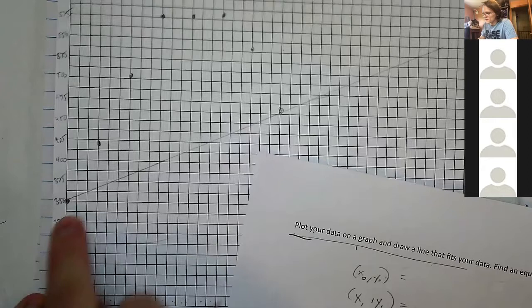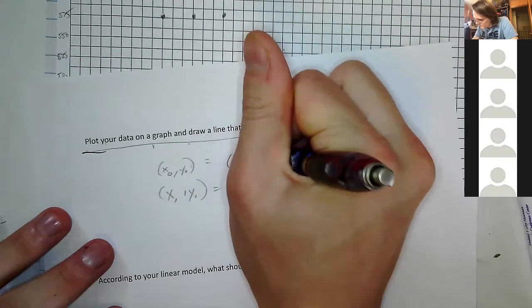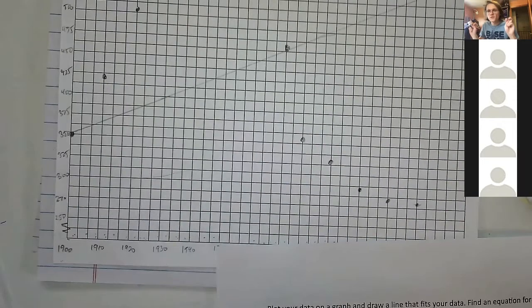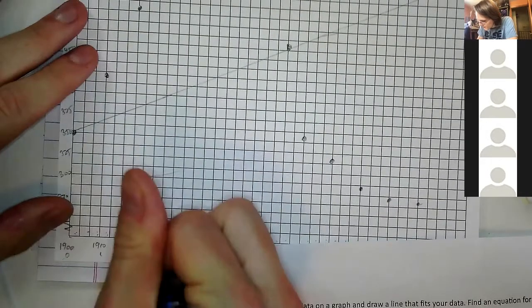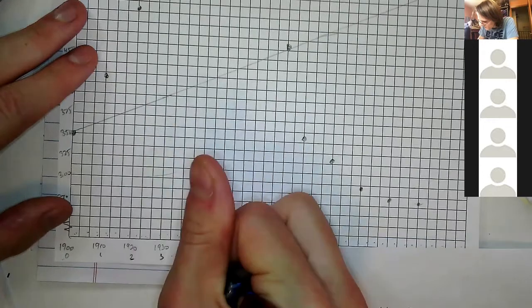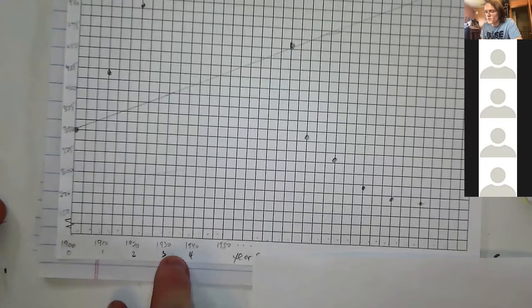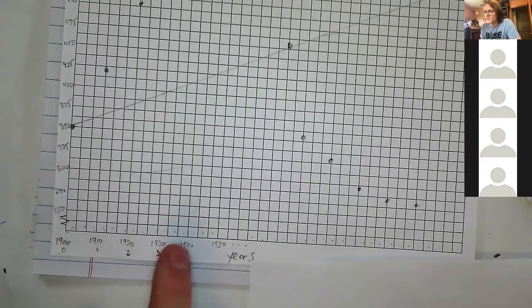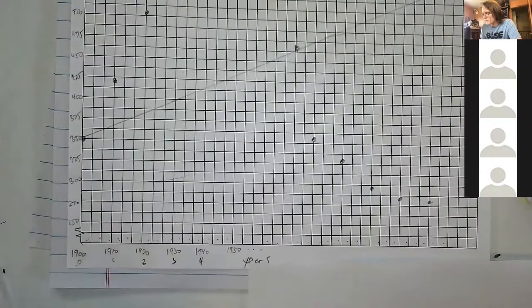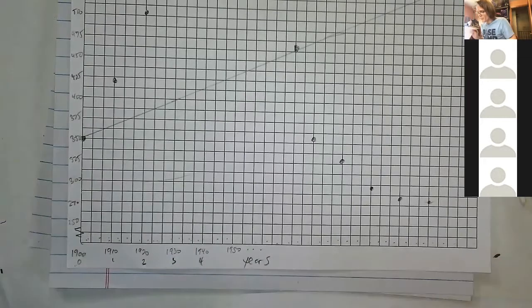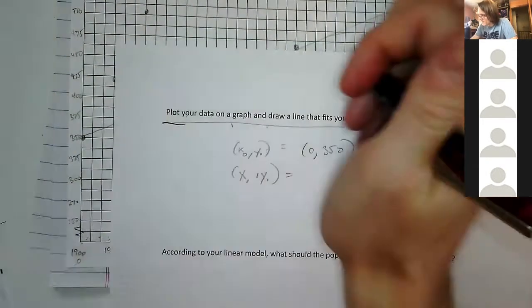So x naught, y naught is this point here, so it's 0, 350. What I should note is that I'm going to say that 1900 is 0. I'll number the decades: 1900 is 0, 1910 is 1, 1920 is 2, and so on. You don't have to do that if you don't want to. We did an example like this in class where we talked about how you can label them. Your indexing can be made up, it can be whatever you like. It just makes the computations simpler, but it won't change your answer fundamentally.